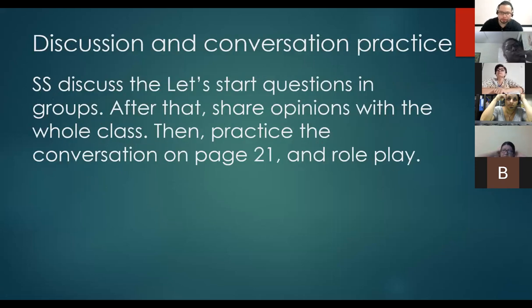We go to the discussion and conversation practice. So first of all, you need to discuss only activity number one, the let's start questions. Okay, in groups, we're going to make groups in this. After that, we're going to share your opinions with the whole class. Then we go to the conversation and practice the conversation in page number 21. Let's move on to the textbook.